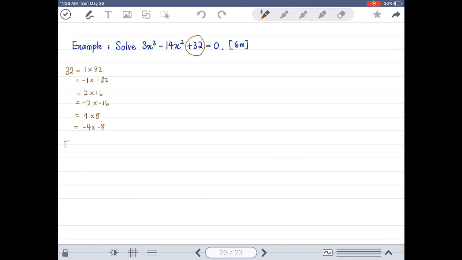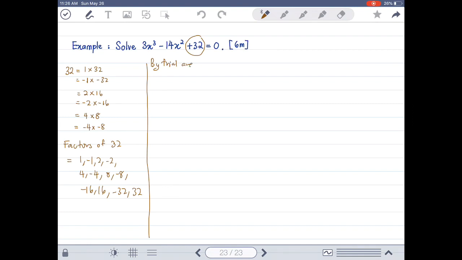So factors of 32, we have 1, negative 1, 2, negative 2, 4, negative 4, and then 8, negative 8, 16, negative 16, 32, negative 32. Next step, by trial and error, we should try each one of these factors, so that when we insert into the expression here, we will get 0. So we try one by one.